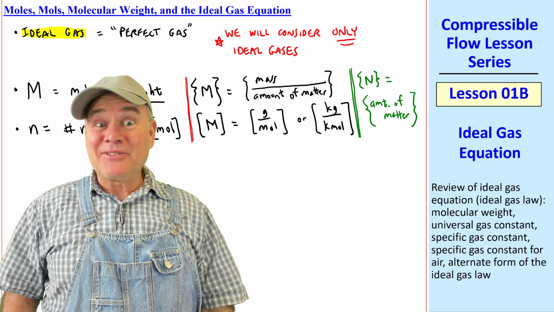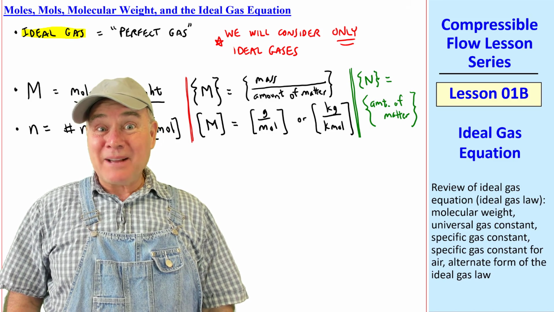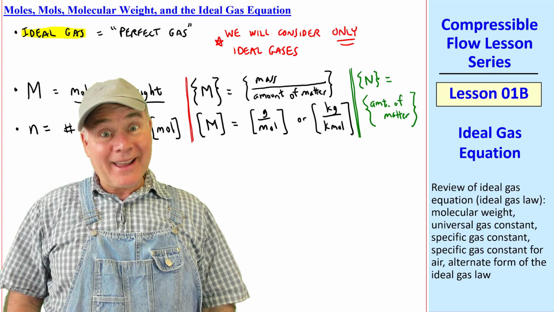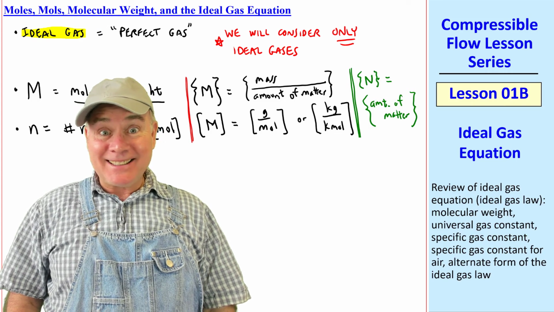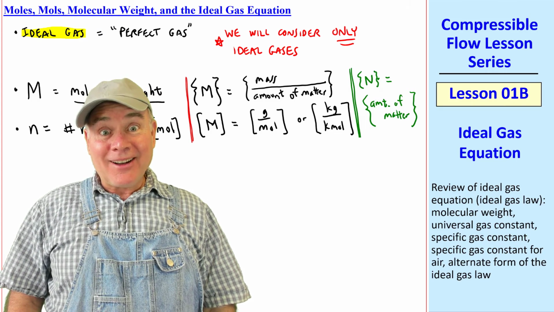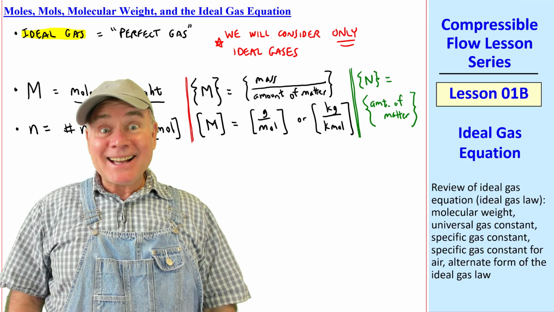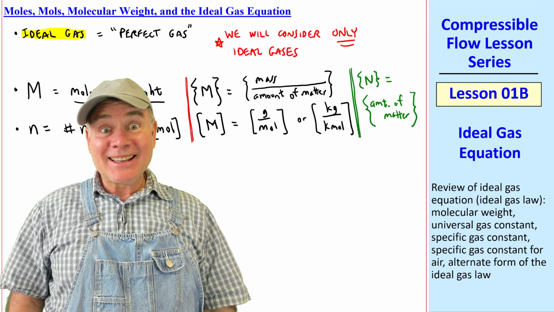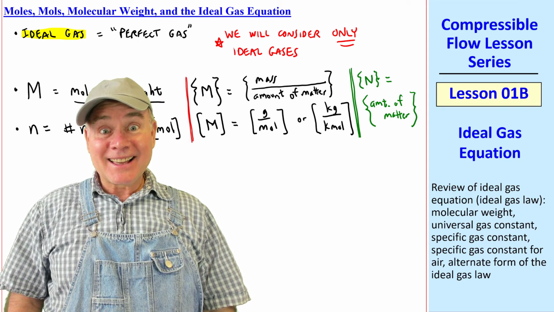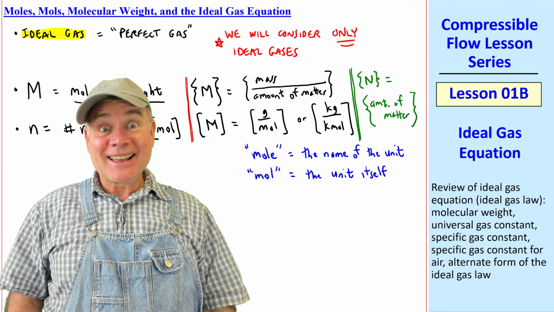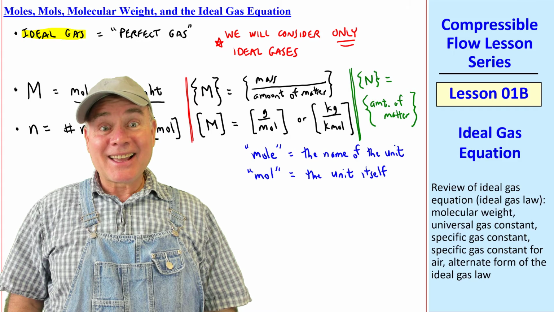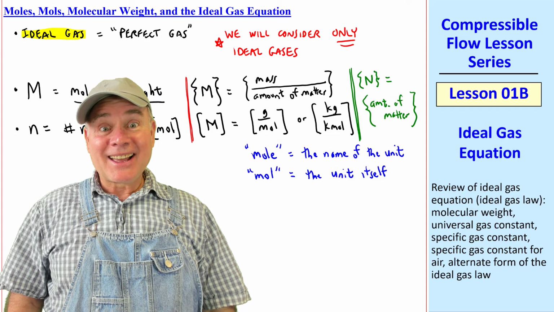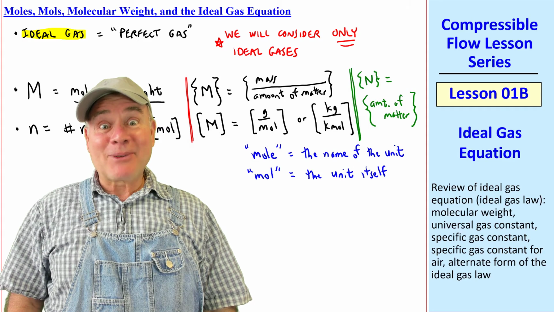Professor, I'm confused why mole sometimes has an E, M-O-L-E, and sometimes it doesn't, M-O-L. Can you explain that to us? Good question, Dud. That's often a source of confusion. Mole with an E is the name of the unit. Mole without the E is the unit itself, just like meters is the name of the unit, and m is the unit itself. Thanks, Professor.